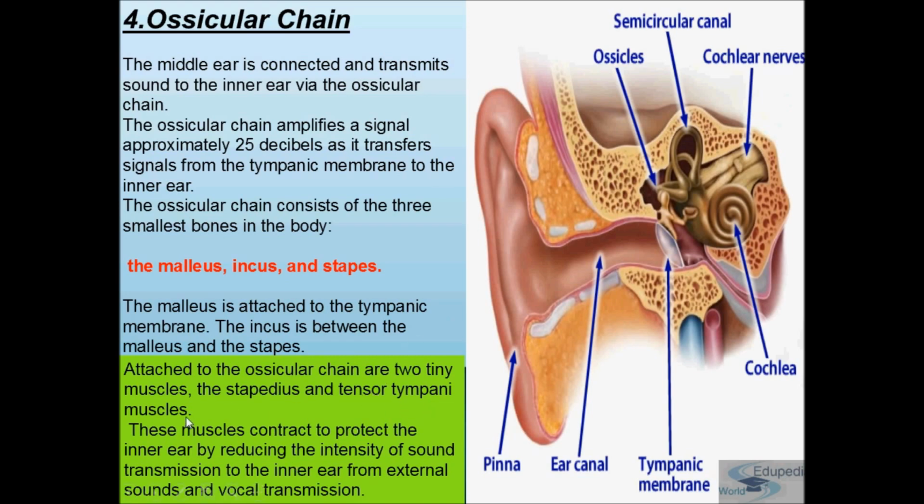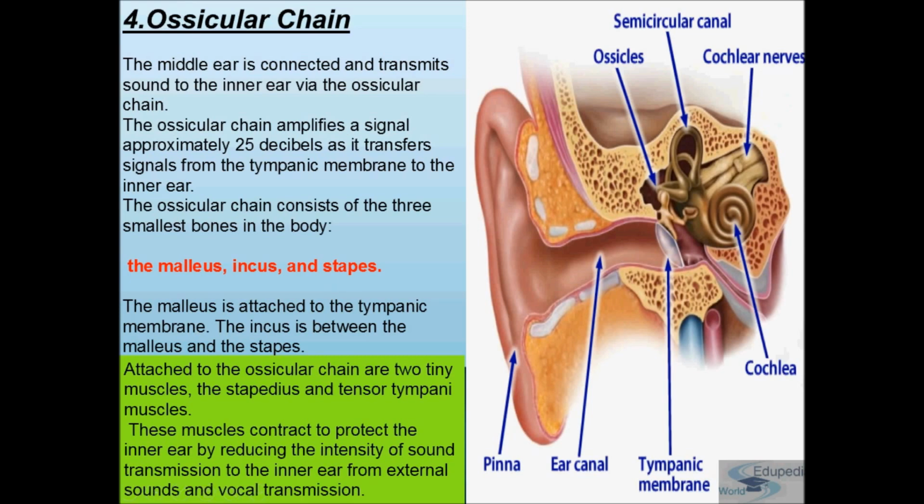These muscles contract to protect the inner ear by reducing the intensity of sound transmission to the inner ear from external sound and vocal transmission. Otherwise, our ear will lose the ability of hearing if these muscles do not protect the inner ear by reducing the intensity of sound transmission from the external sounds and vocal transmissions. So these were the four components of the middle ear.